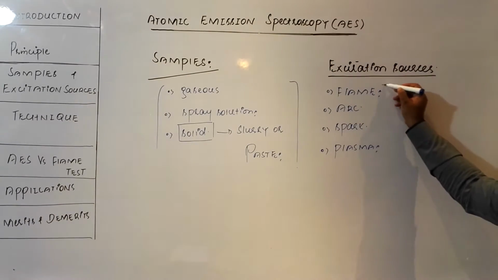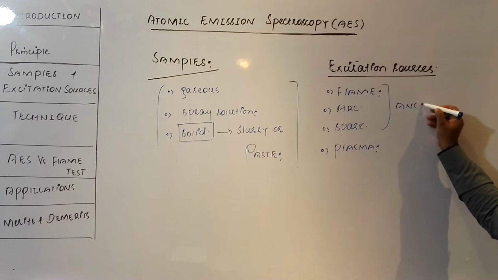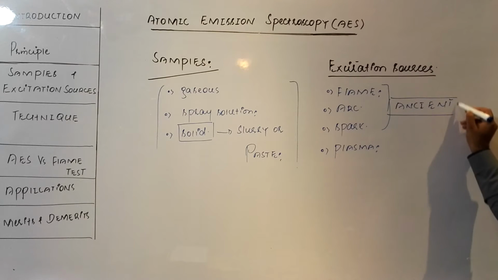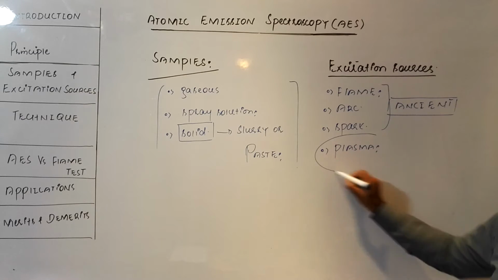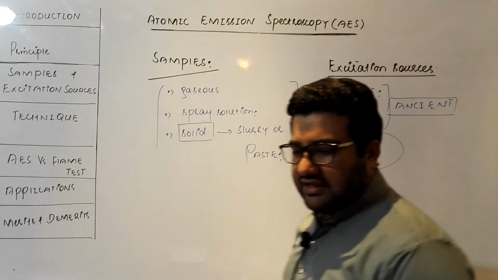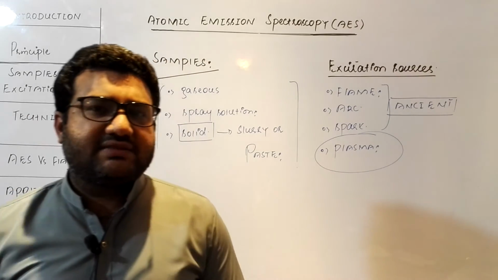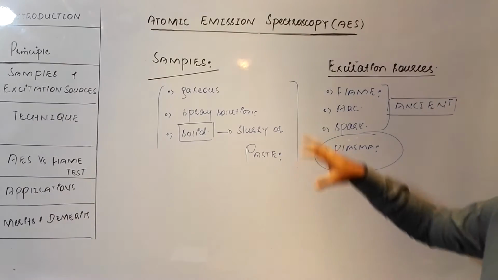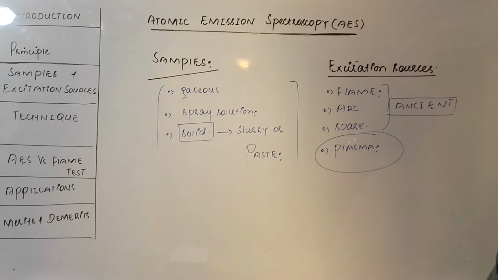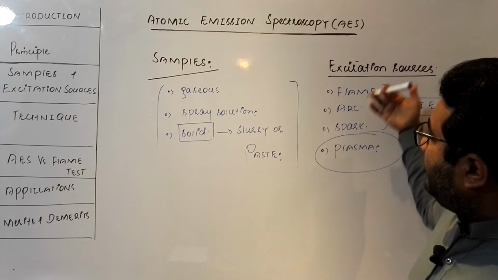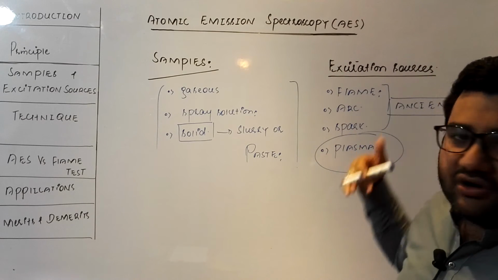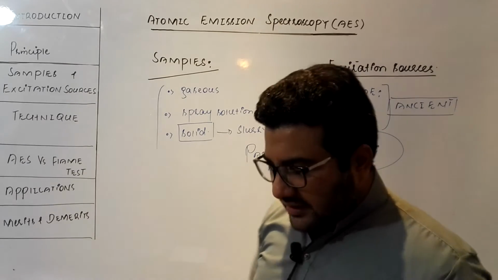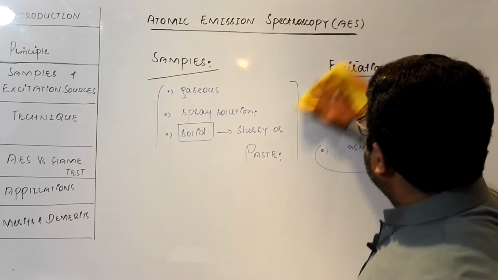These three are the ancient sources, meaning they have been used since long. But nowadays in modern atomic emission spectroscopy, the sample is excited with the help of plasma, and that plasma is generated using argon. So these are the samples and excitation sources: in which form samples can be used and what high energy sources can be used in order to excite the electrons in the atoms. Now let's move towards the next part.